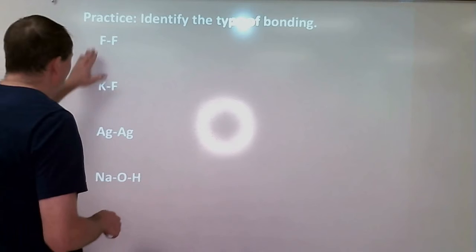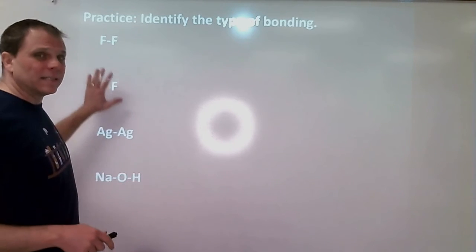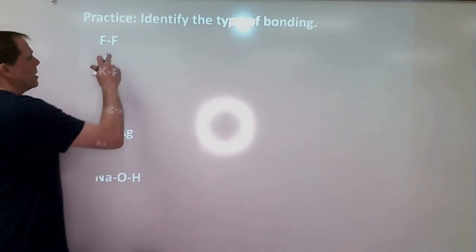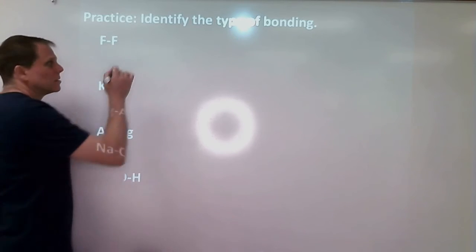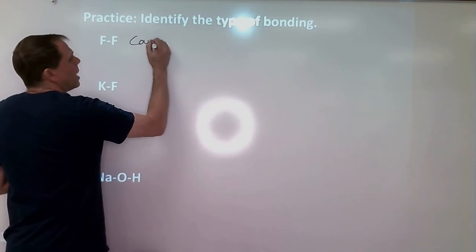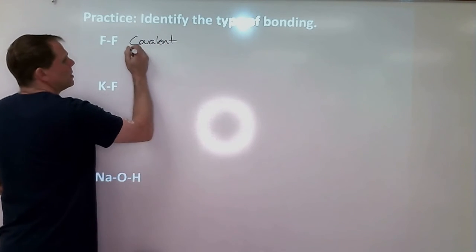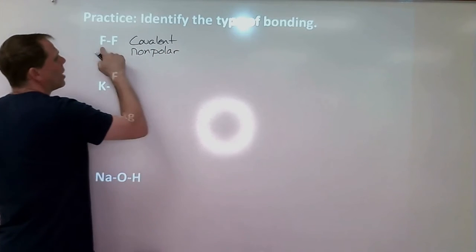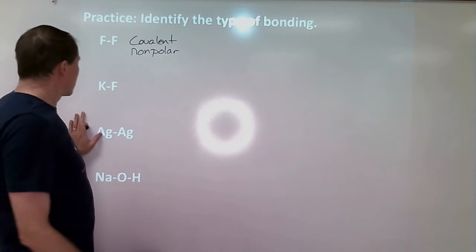And now we're back. I hope you've gone through and identified these as the different types of bonding that we have present. If we have two nonmetals, we have covalent. And because they're the same, this is non-polar, right? They are sharing equally. Why? Because they are the same element.